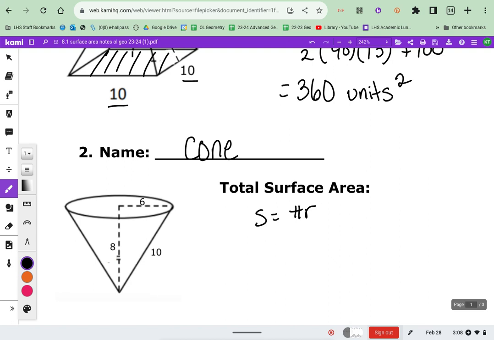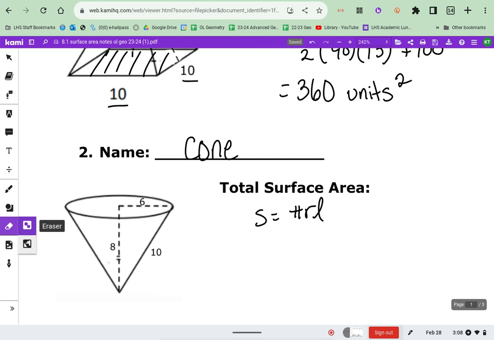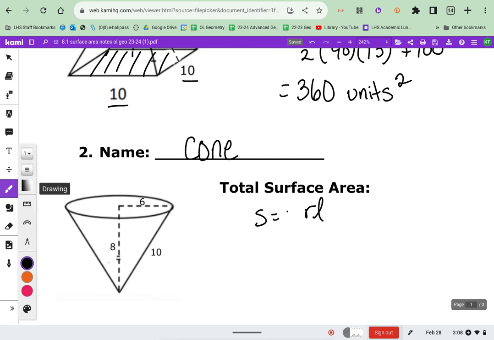So we've got pi r L. Sorry, my pi looks terrible. Yeah, I was like, is that an H? Pi r L plus pi r squared.